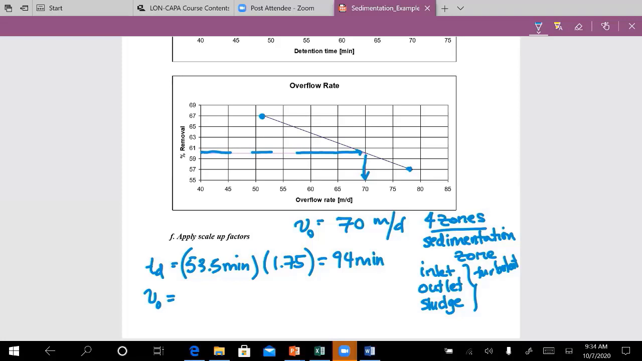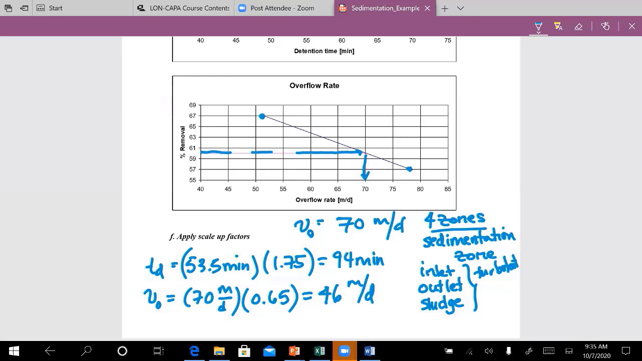And our overflow rate, we will decrease. So we'll take that 70 meters per day. We will multiply by 0.65. It's a larger surface area. Our flow can't change. The only thing that can change is the area. So the surface area has to increase, and that would achieve an overflow rate of about 46 meters per day. So that's how we typically design type 2 sedimentation.